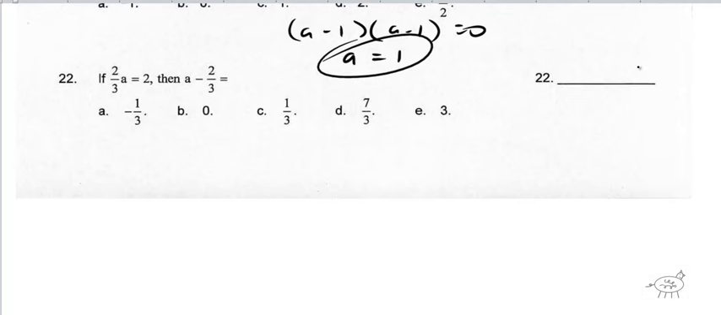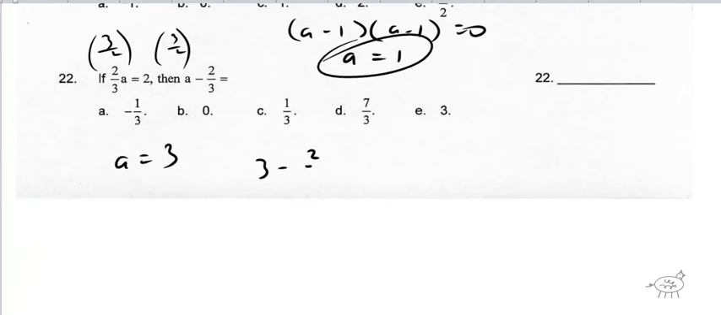Okay, 22. If 2/3 A equals 2, then A minus 2/3. That's really easy. Multiply this by 3/2, right? 3/2. And so I get A is equal to 3. So then I have 3 minus 2/3, which is 2 1/3, or 7/3, which is D.